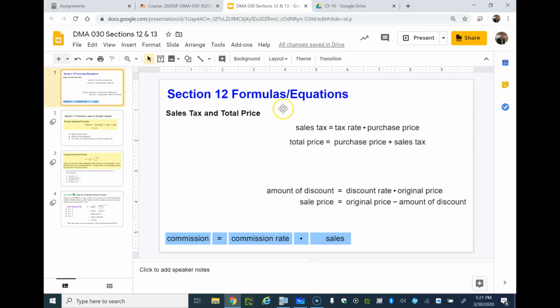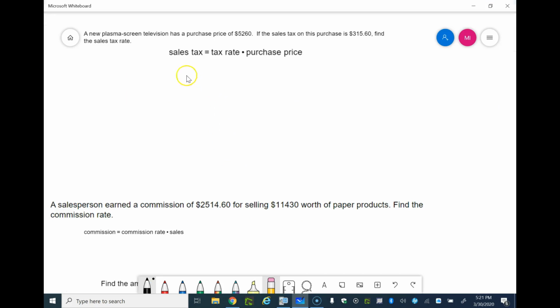So let's do a few examples from section 12. Here we're trying to purchase a plasma screen TV of $5,260. If the sales tax on the purchase price is $315.60, we need to find out what the sales tax rate is. So here we're just placing the information that we have inside the equation.